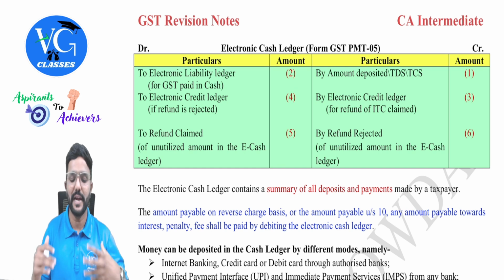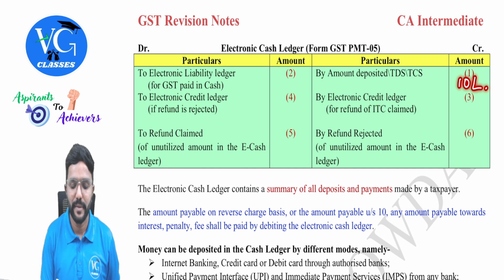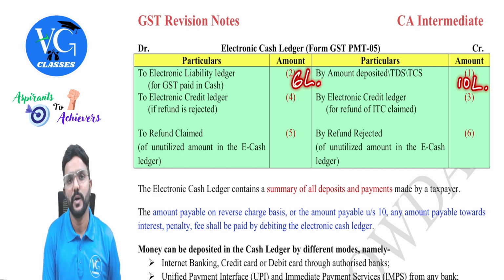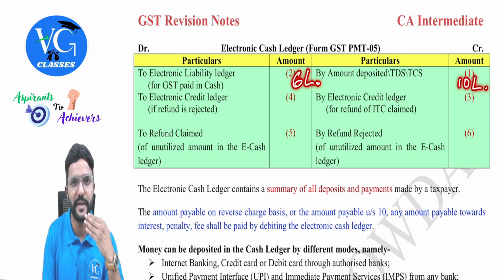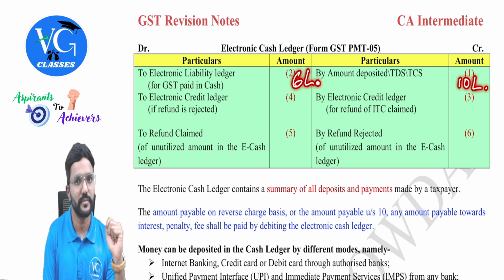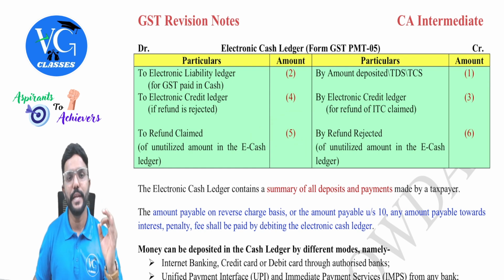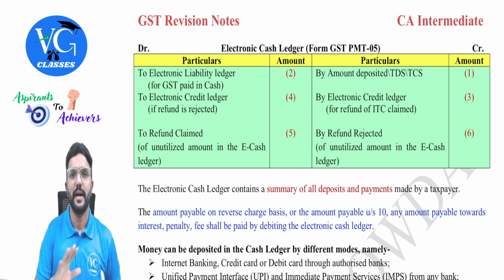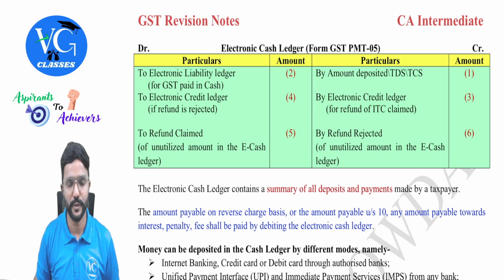Okay, sir. Now, sir, I had deposited excess amount into the cash ledger, for example, 10 lakh. But as of now, I have used only 6 lakh. What do I do with the remaining 4 lakh? You can carry forward and use it in the next tax period. If not, can I claim the refund of it? Yes. You can claim the refund of it. So when you apply for the refund of unutilized balance in electronic cash ledger, it would be debited here and it would be processed and the amount will directly be credited to your bank account.